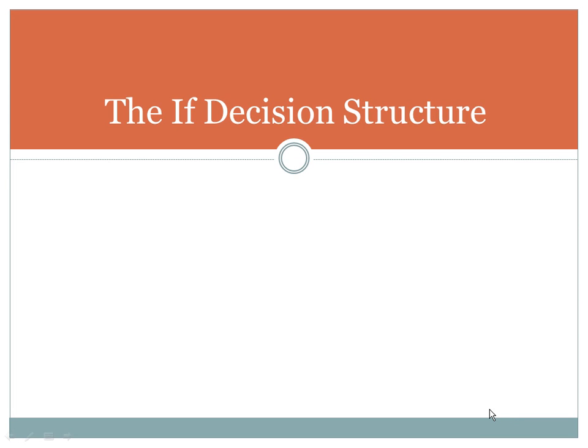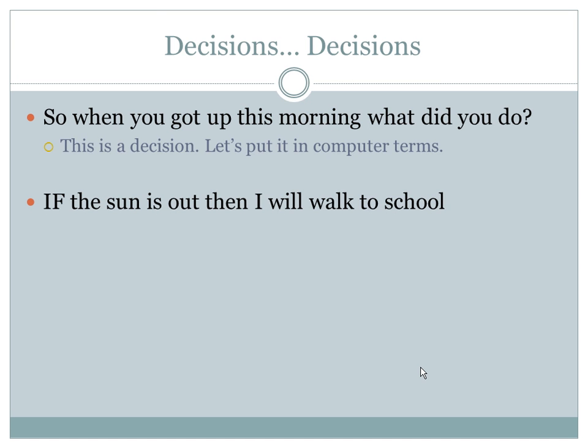In this recording, we're going to talk about the if decision structure. Remember, your computer can do three things. You can program it to follow a set of instructions, to make decisions based upon a decision structure, and also to loop. So in this PowerPoint, we're going to talk about making an if decision structure.